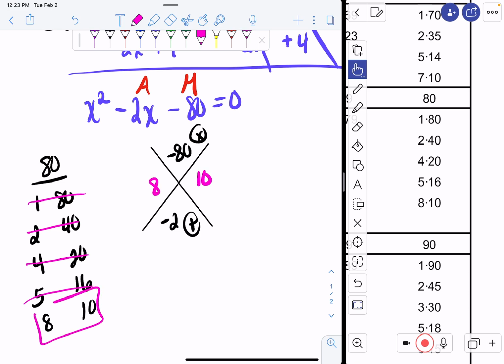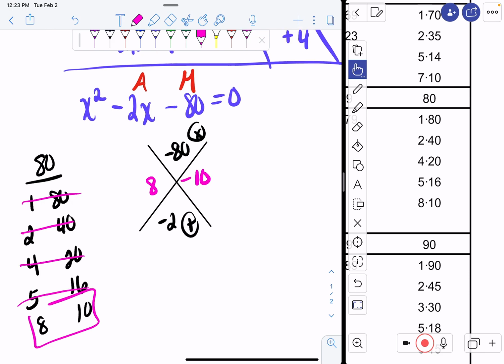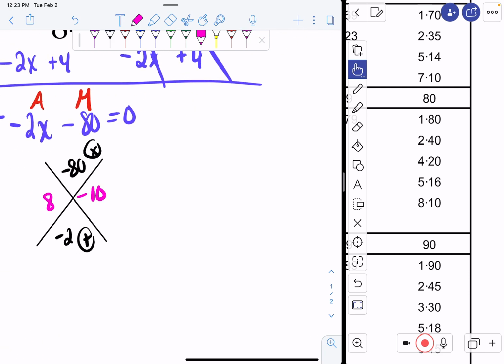Here's the issue. 8 times 10 is positive 80. I want a negative 80. So we got to make one of these numbers a negative. Let's make our 10 a negative. 8 times negative 10 is negative 80. That works. 8 plus negative 10 is negative 2. That works. So my factors are x plus 8 and x minus 10.